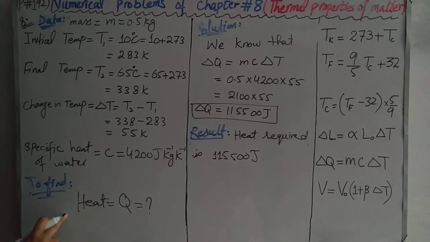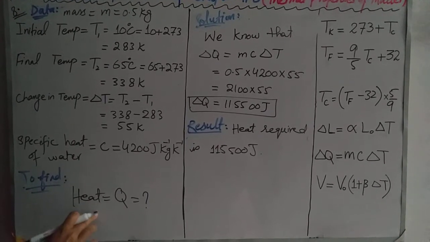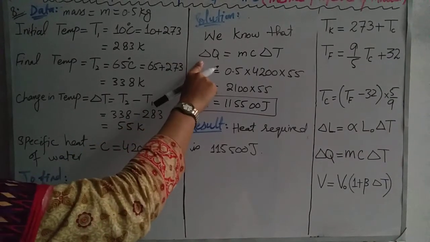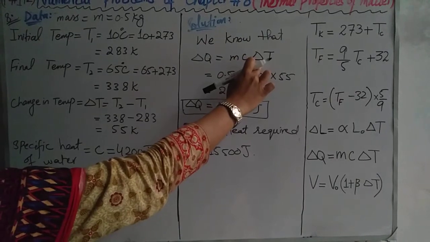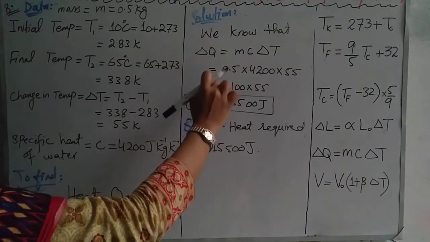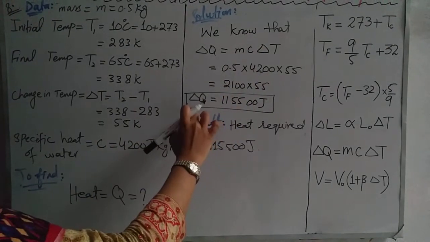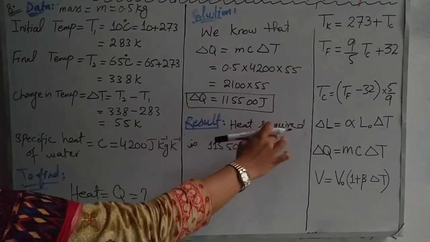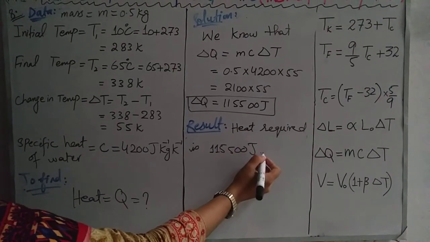What we have to find out? We have to find out heat. And how do we calculate the heat? We calculated it by using the formula delta Q is equal to MC delta T, that is from your textbook. By putting the values of mass, c and delta T, we have calculated delta Q, that is the required heat, which is 115500 joule.